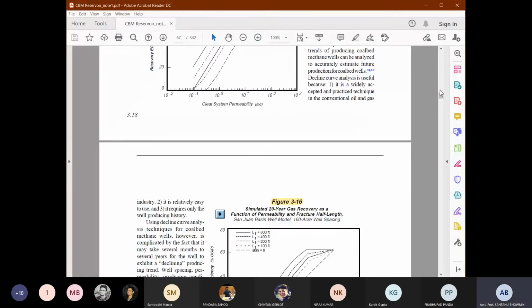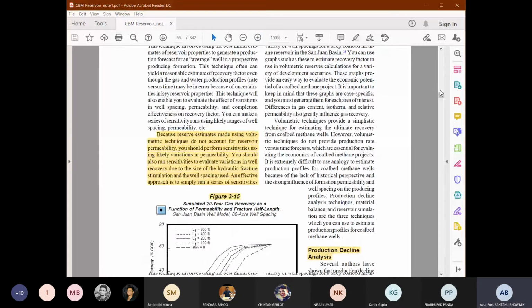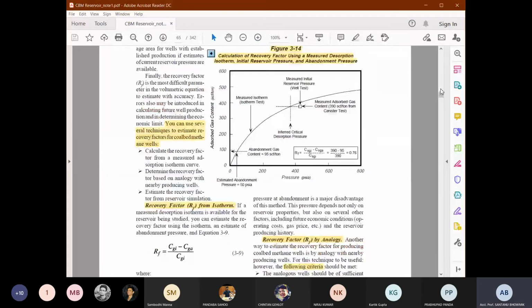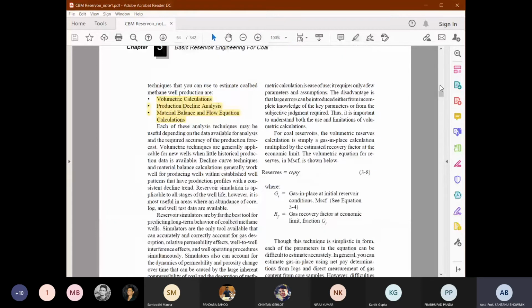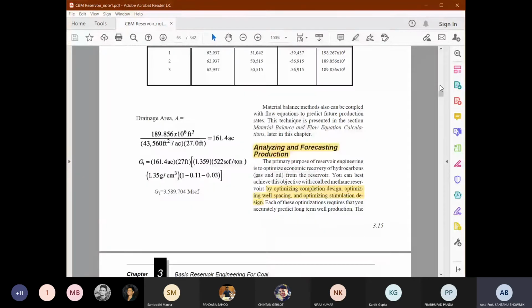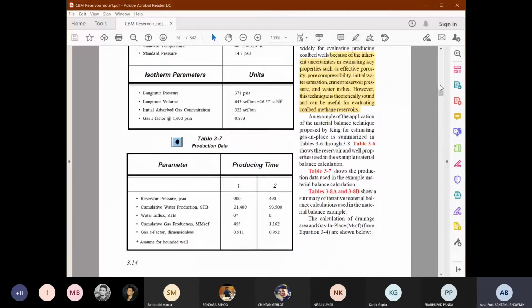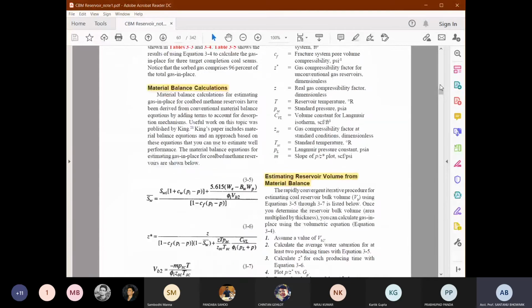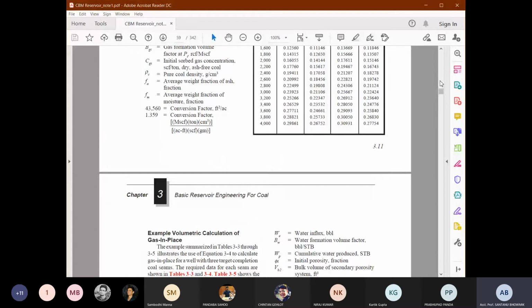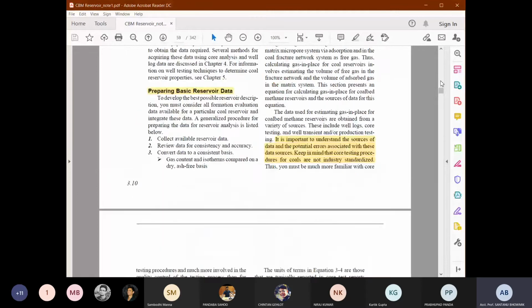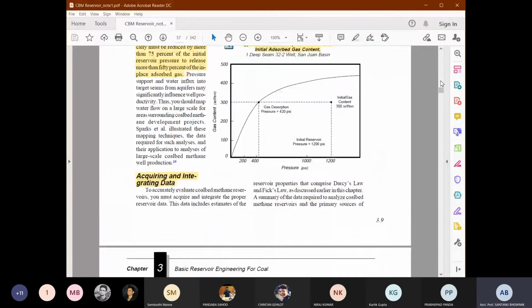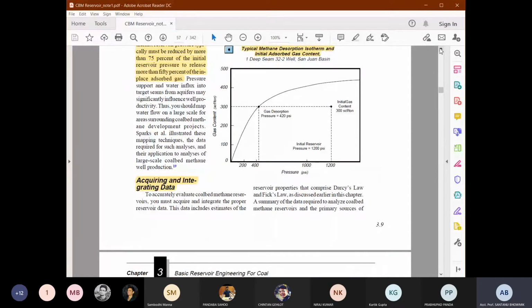So in the last class, we have seen some idea about the isothermal graph, and we have also seen what the different additional considerations are on which the coal bed methane production, gas production, and water production will depend. Today, we'll be starting after this, knowing all these conditions and parameters.